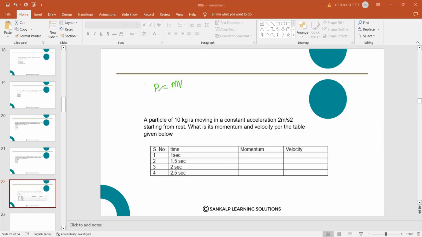Okay, look here, if we don't know momentum, we need both mass and velocity, right? Or if we want velocity, we need both mass and momentum. But they are asking you the momentum value, and they are asking you the velocity value also. They have given only mass and the acceleration, and the time quantity. Okay, so how to do this? If we know one thing, we can simplify everything ourselves, right? So let us see what to do here.